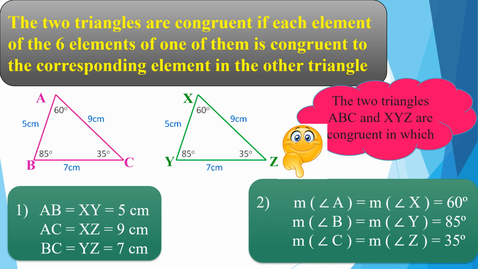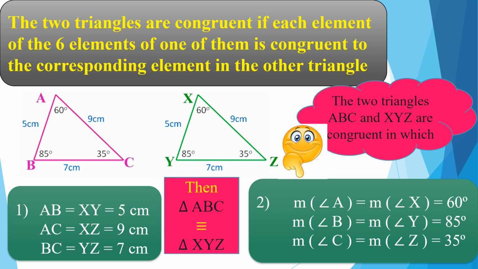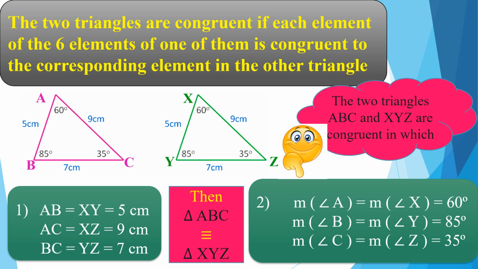And measure of angle A equal to measure of angle X equal 60 degrees. Measure of angle B equal measure of angle Y equal 85 degrees. Measure of angle C equal measure of angle Z equal 35 degrees. So the two triangles are congruent. So triangle ABC is congruent to the triangle XYZ.